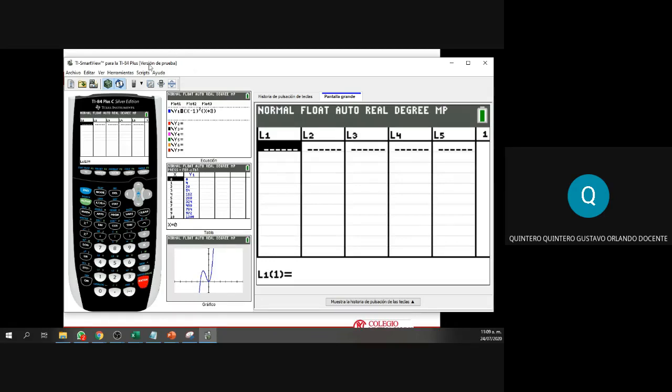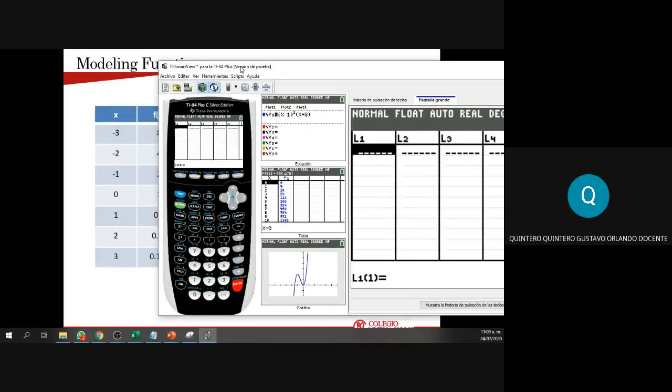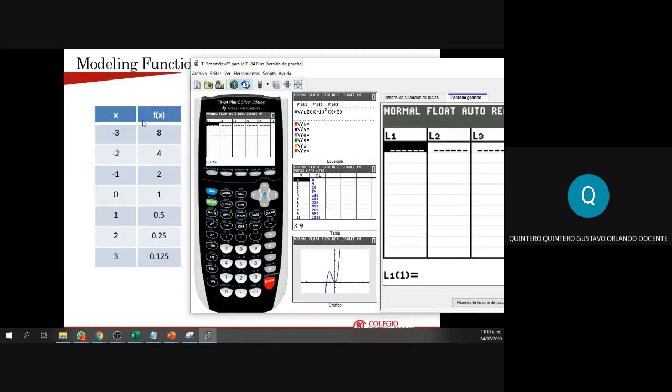Thank you, Yankita, for answering the question. All right, let's take a look at our data. Here it is. So in the first list, we're going to write down the values of x. And in the second list, we're going to write down the values of f of x. So let's do it little by little. So -3, -2, -1, 0, 1, 2, and 3. Right? And I have the values of the x in the list number 1.